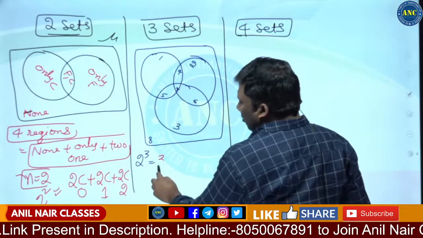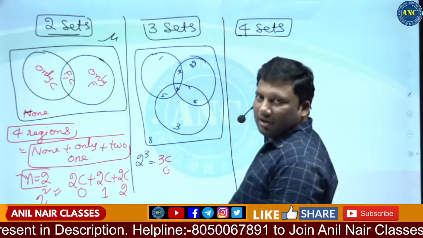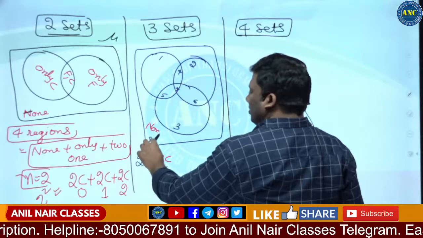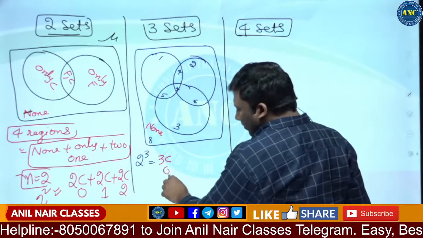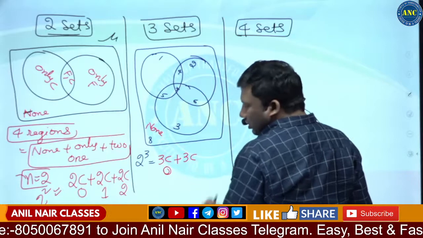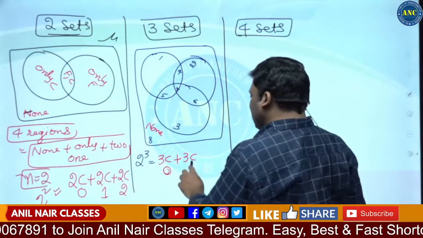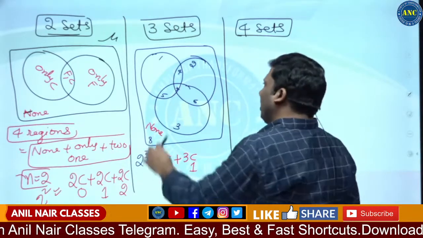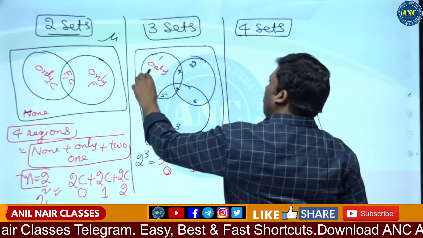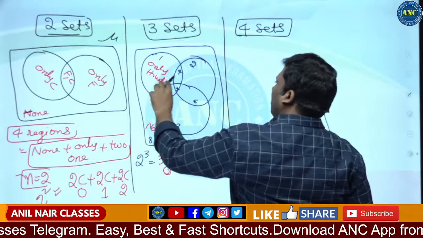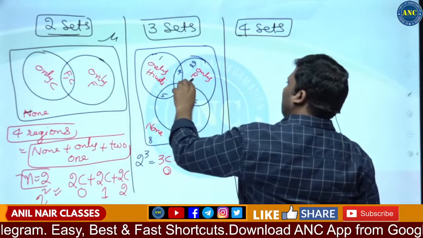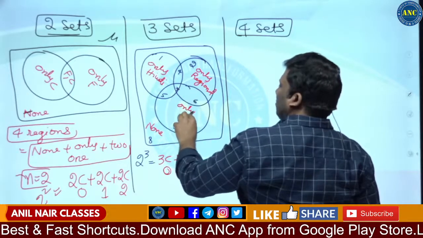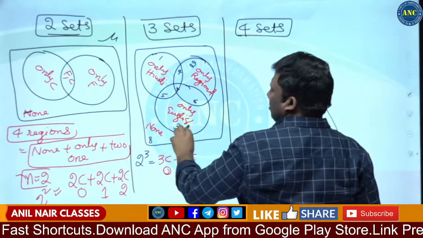Out of 3, I do not watch any movies, which is 3C0. It is only one case, 3C0. Out of 3, Hindi movies, regional movies and English movies, I like only one type, 3C1. nC1 is 3. 3 regions are there. This is only Hindi. This is only regional. Only English movies.